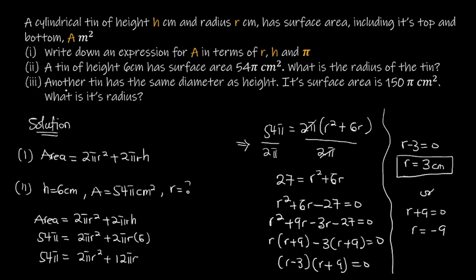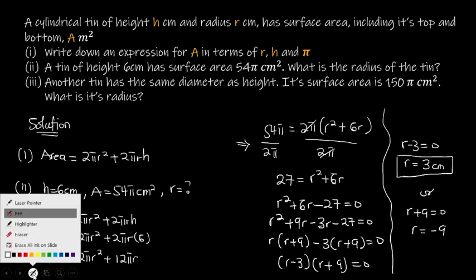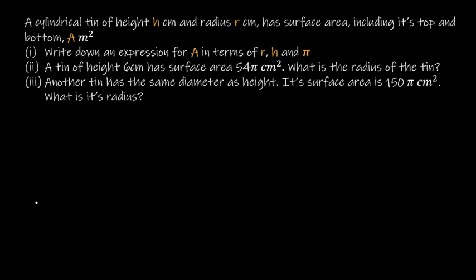Now let's go ahead and look at the II aspect of this question. So let me get rid of everything here. Okay, so I. They said another tin has the same diameter as the height. So we were told that the diameter is equal to the height in this case. Now its surface area, the area is equal to 150 pi centimeters squared. Now we're asked to find what the radius is.